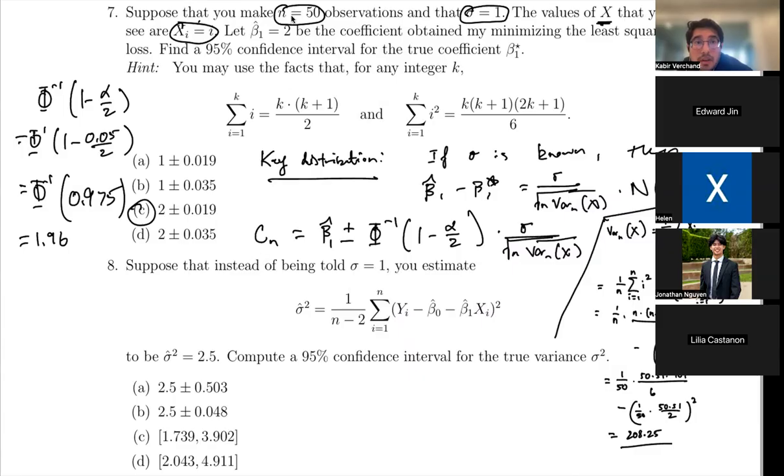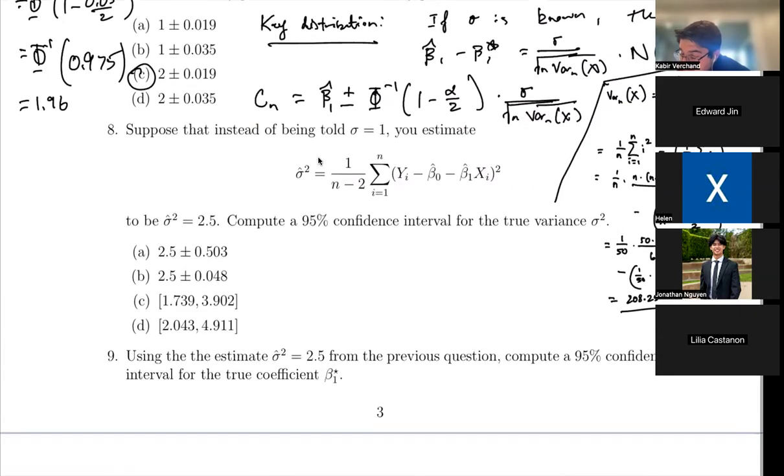Just check if there's anything in the chat. Cool. Okay, so let's move on to question 8.